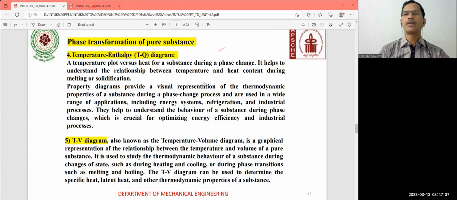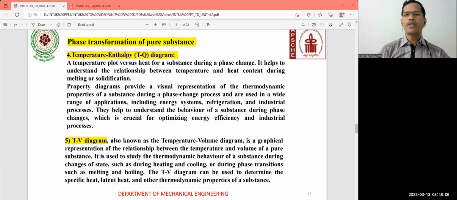That is the temperature versus enthalpy. So a temperature plot versus heat of a substance during the phase change helps to understand the relationship between temperature and heat content during the melting or solidification process. Generally, property diagrams provide a visual representation of the thermodynamic properties of a substance during the phase change process, right?